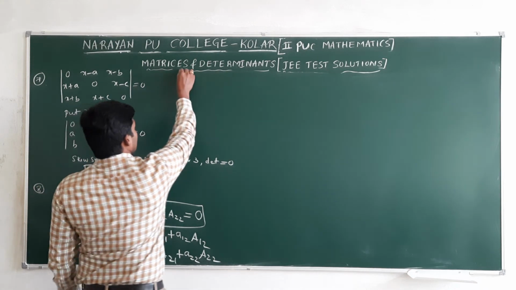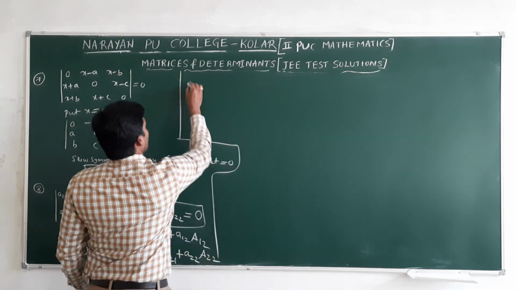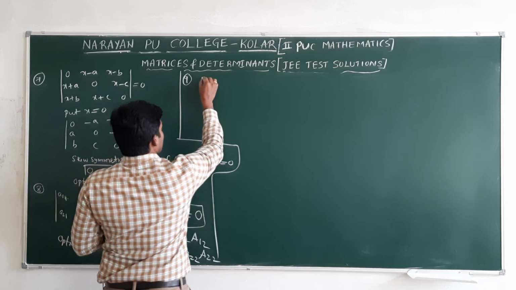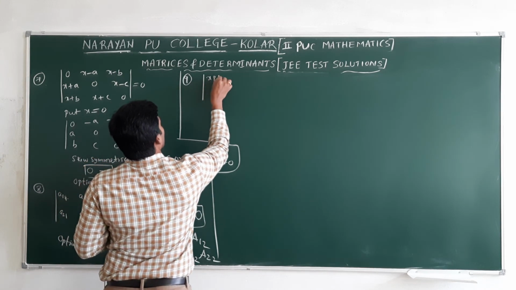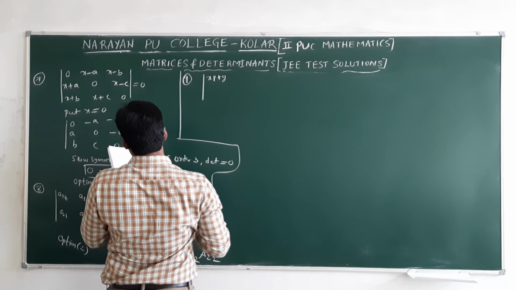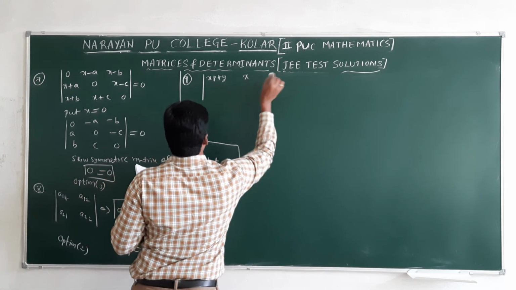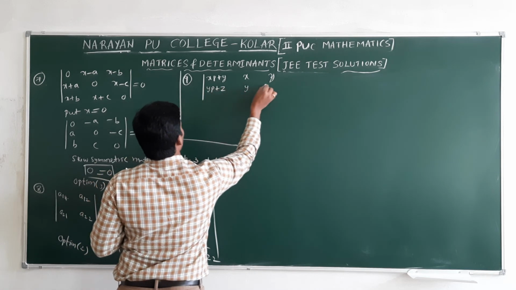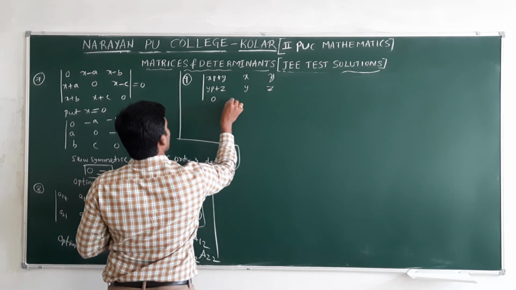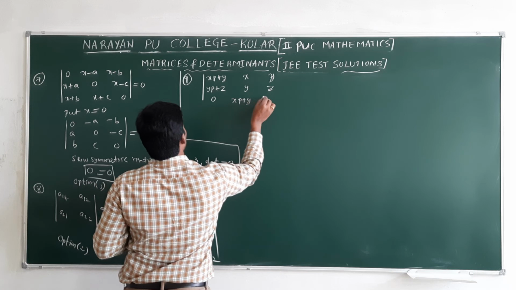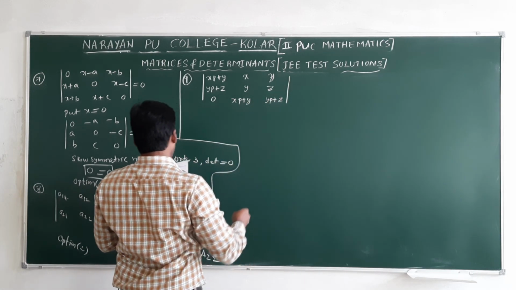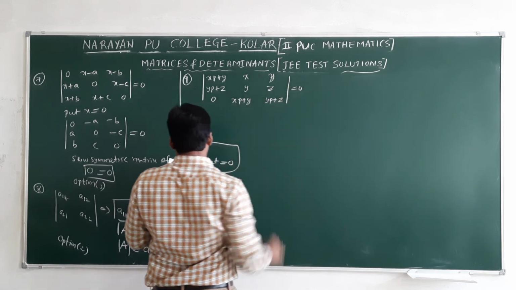Next, question number 9. If the determinant det of xp plus y, xy, 0; yp plus z, yz, xp plus y; 0, yp plus z... equal to 0 is given, where p is a real number.